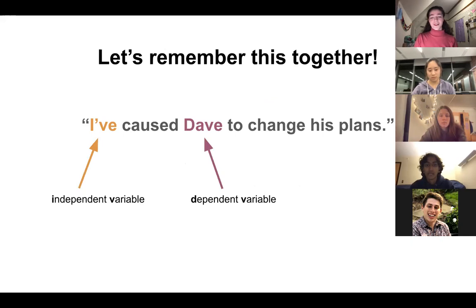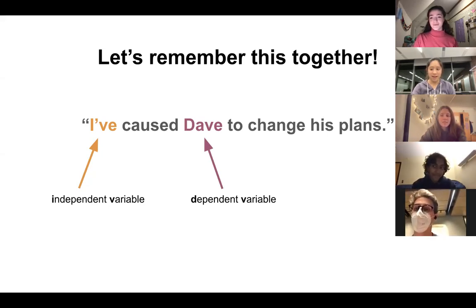And here's an easy way to remember this together. I'm going to say it, and then you guys are going to echo it back to me, and we'll do it a couple times. I've caused Dave to change his plans. Can you guys repeat that back to me? I've caused Dave to change his plans.